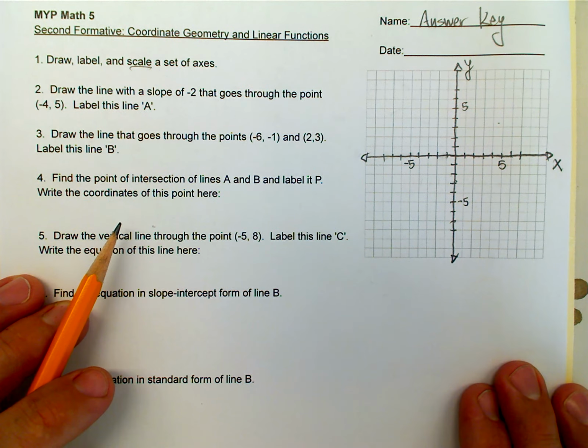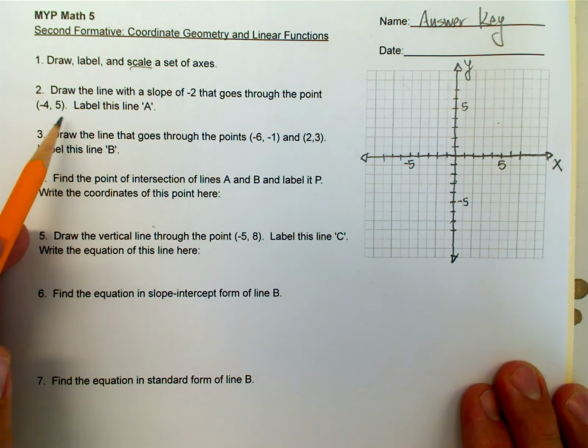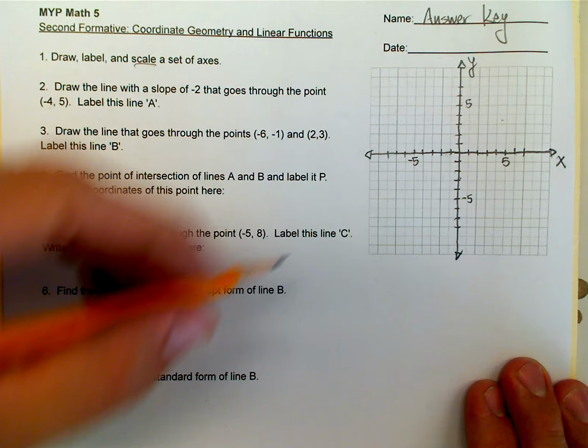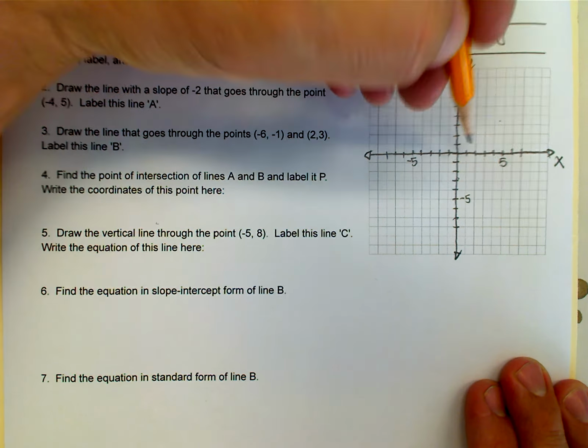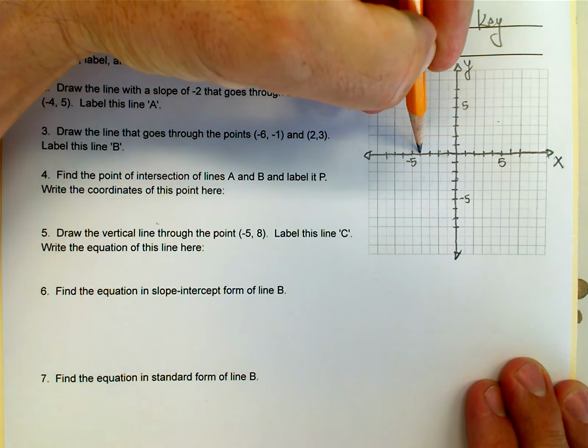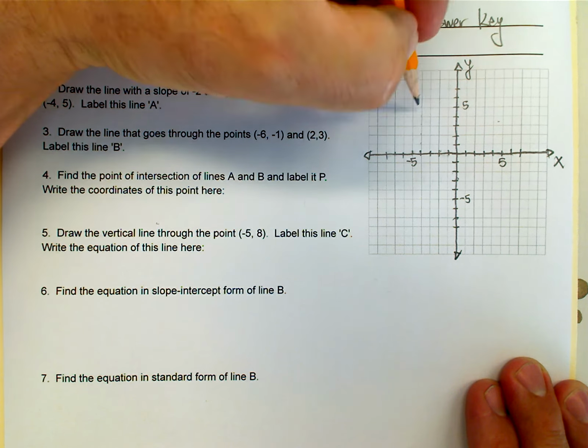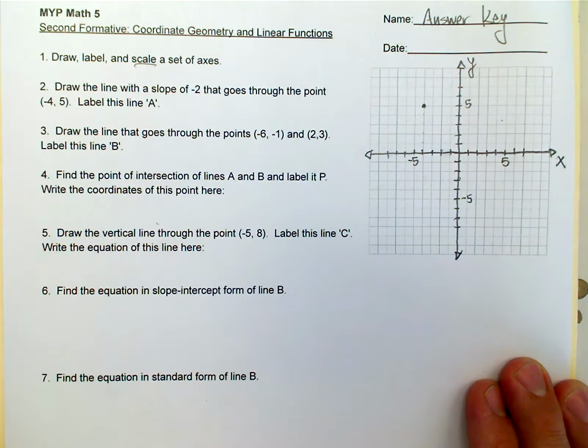Now it says, draw the line with a slope of -2 that goes through the point (-4, 5), and label this line A. Let me start with the point. Remember, this is an ordered pair, which means the x value comes first and the y value comes second, just like x comes before y in the alphabet. So let me plot that point. x is -4, 1, 2, 3, 4, -4 right there, and then y equals 5, 1, 2, 3, 4, 5. There's that point.